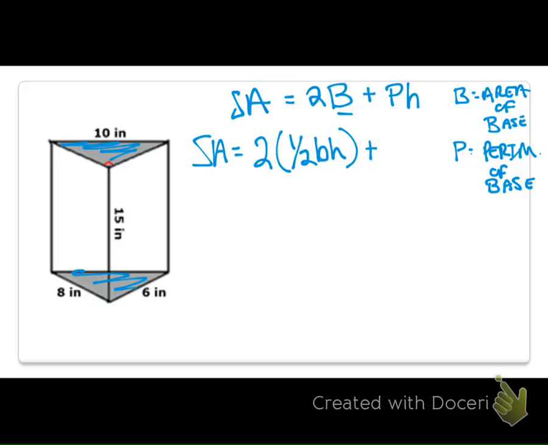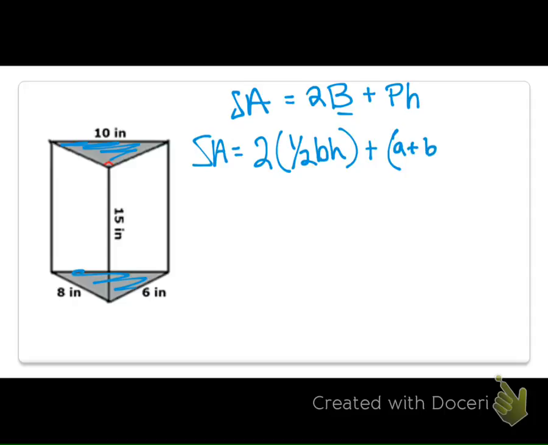I need to clear off some space over here on the side. Plus my perimeter, which I'm just going to add all the sides. I'm going to say, stealing a little bit from the Pythagorean theorem, a plus b plus c, times the height. Okay, so here's my full setup, and this is going to work for my triangle. The beauty of this formula is that it's going to work for different shapes too. The only thing that's going to change is how you find the area of the base or how you find the perimeter. So let's go ahead and get to work here.